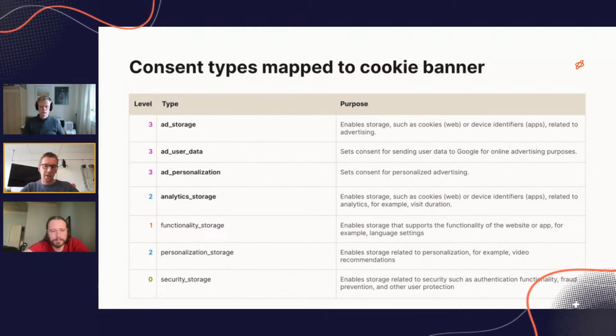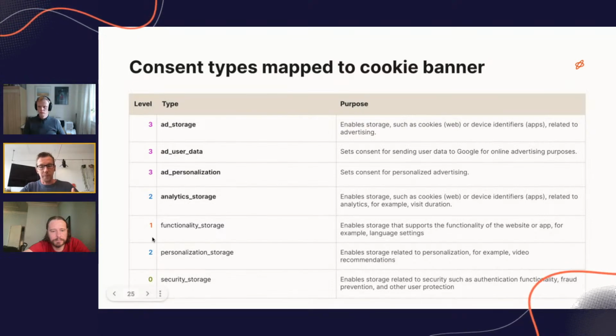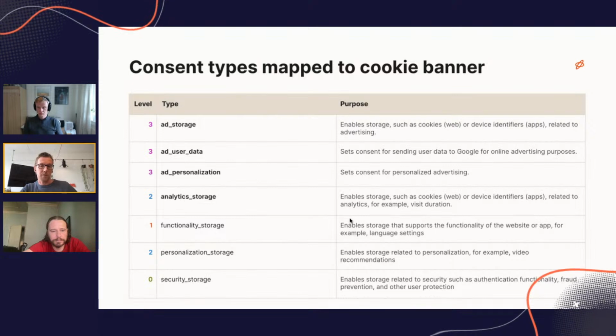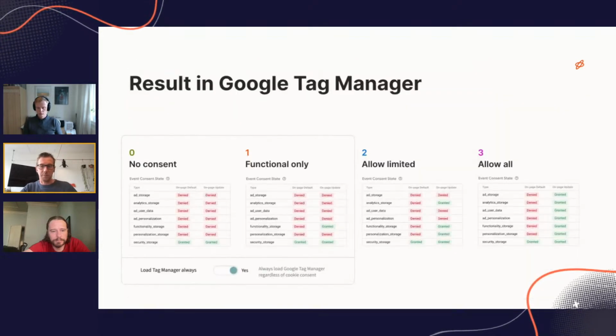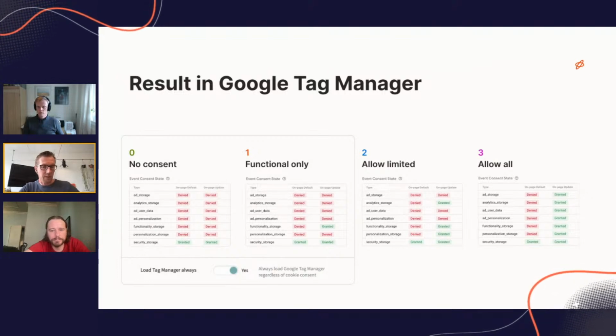So what we did here is we mapped our own 4 consent levels to the 7 consent types from Google. So if you press one of the buttons on your cookie banner, a subset of these consent types will be activated. This is what you will see then in your tag manager after install.